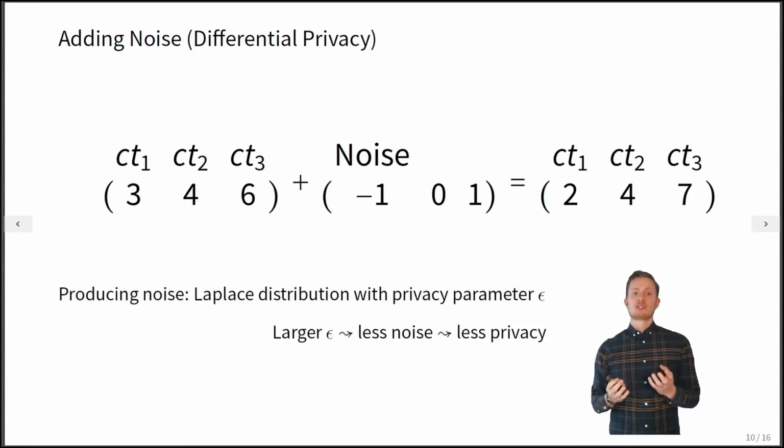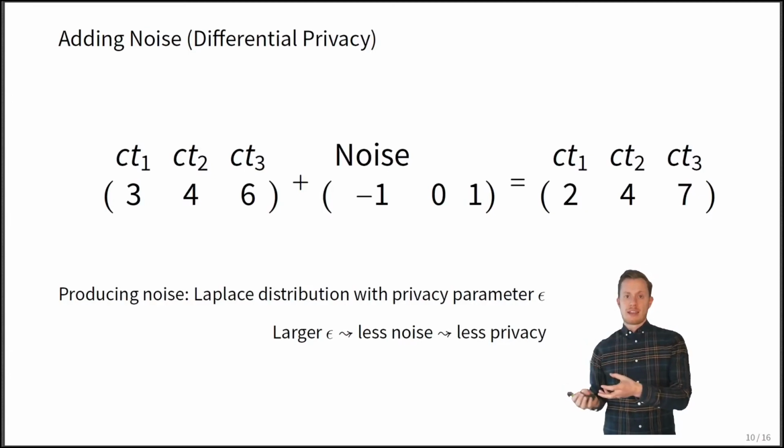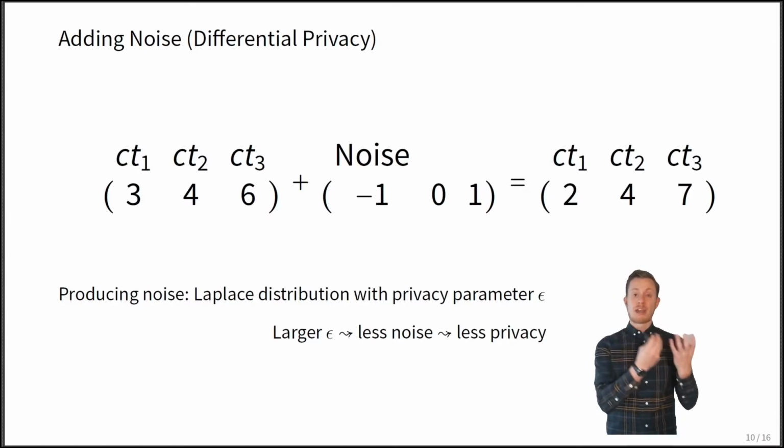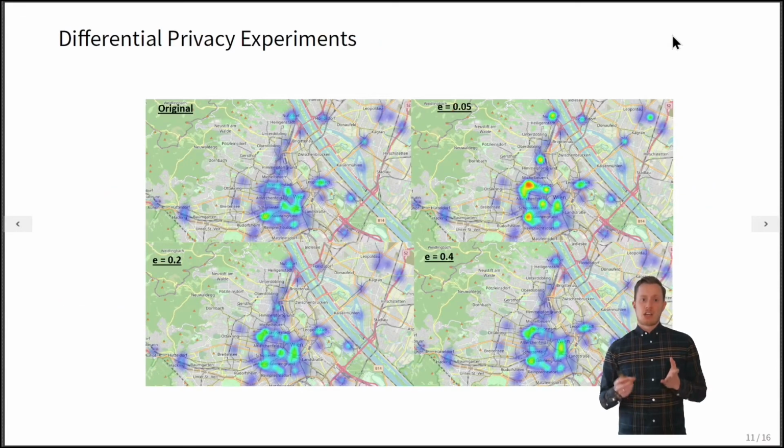The noise is produced by a Laplace distribution, which is a very narrow distribution centered around zero, and of course it's symmetric. We have this privacy parameter epsilon. And the larger this epsilon, the less noise we add, and therefore the less privacy we have. There is no general way to find a good value of this epsilon, so we conducted our own privacy utility trade-offs.